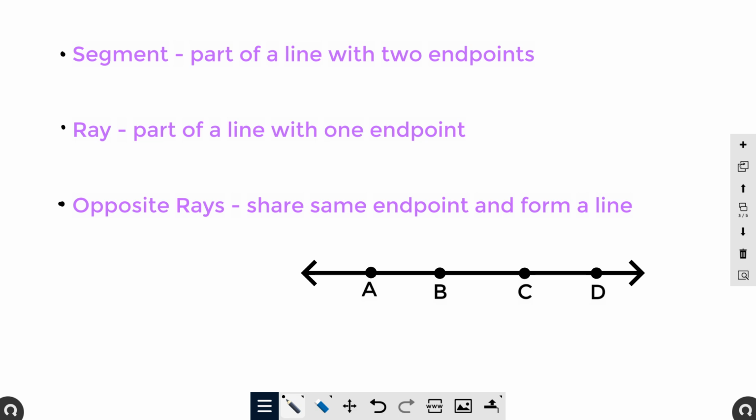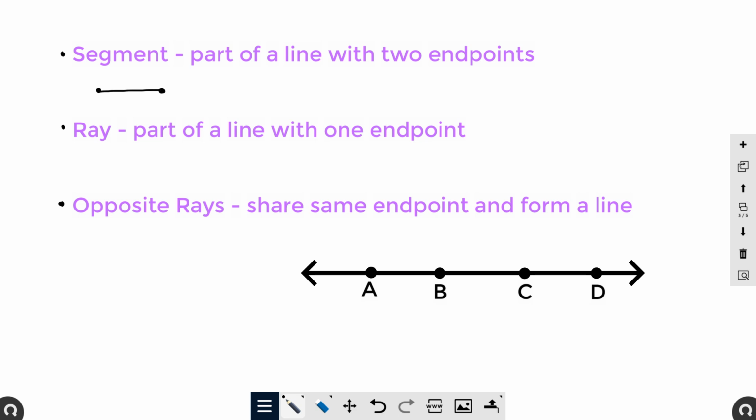So a segment is part of a line. It has two endpoints. So it looks like a line, but instead of arrows, they end with dots. That would be a segment. Now, if you put a bunch of segments together, you could probably start to form a full line by itself, right? So in this picture, I see 3 different segments.